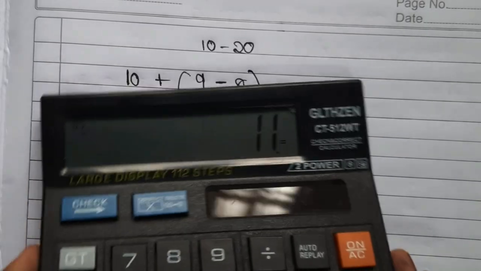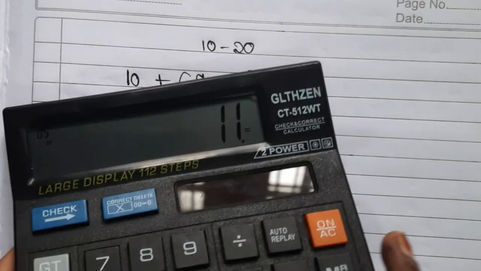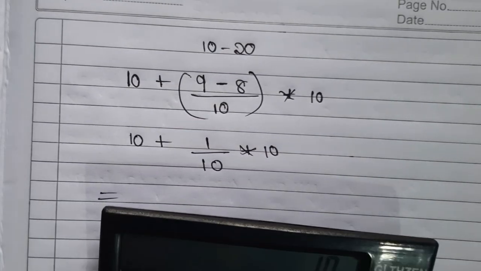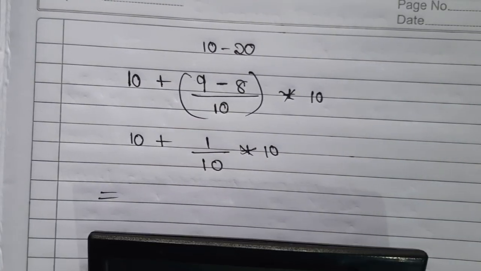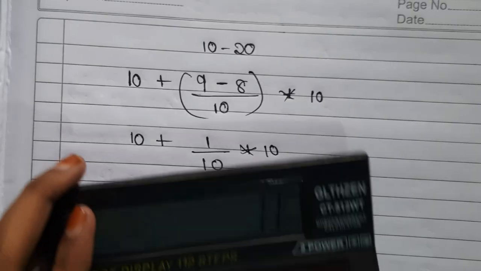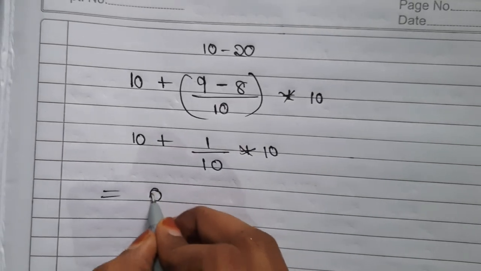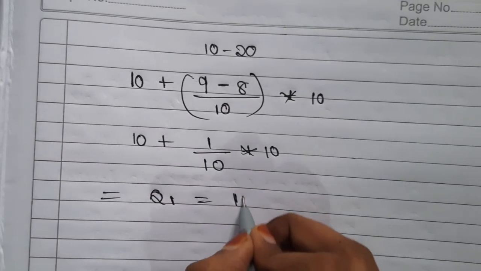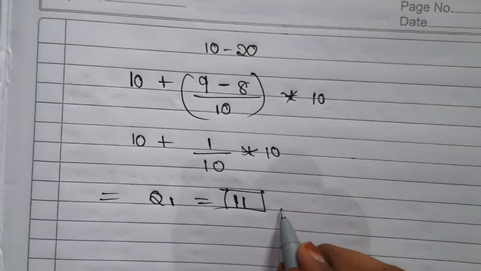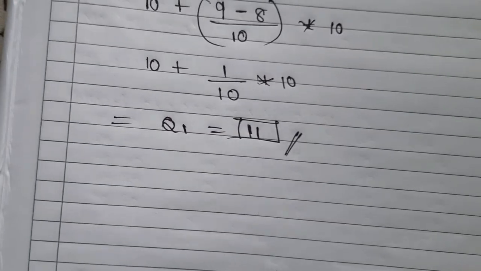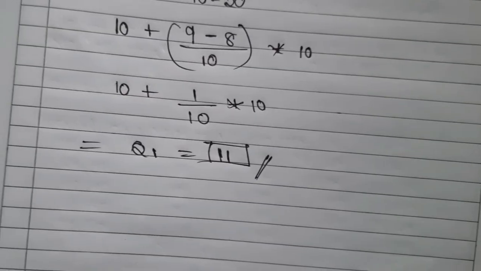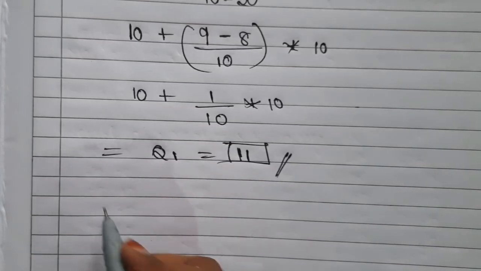It is 11, you can see on the screen. What you have to do? 10 plus 1 by 10 into 10. It is 11. So our Q1 is 11. Okay, we found Q3, we found Q1. Now we will be finding our median. You have to write in the same way.